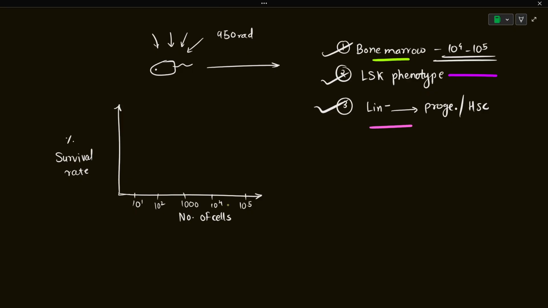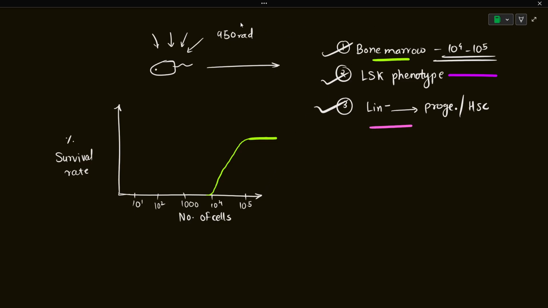The survival of the mice started from almost 10 raised to 4 cells, and it increased as I started increasing the number of cells. When the researchers introduced 10 raised to 5 bone marrow cells, it was 100%, a guarantee of mouse survival. It means if I introduce 10 raised to 5 bone marrow cells, it is for sure that the mice are going to survive.